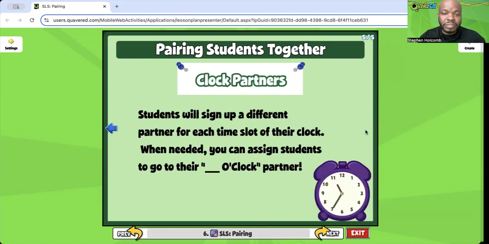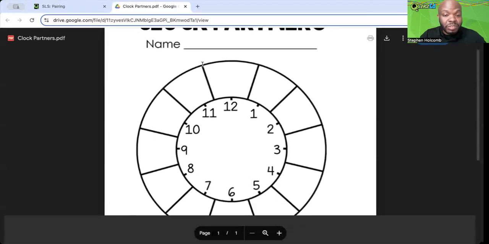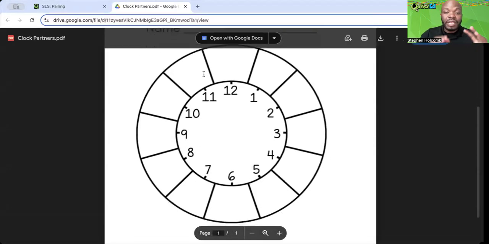And then lastly, for pairing students, we have clock partners, one of our favorites. So with clock partners, students are going to sign up for a different partner for each time slot of their clock. Again, a different partner for each time slot of their clock. So when needed, and whenever you're ready to assign students, you can tell them to go to their particular numbered o'clock partner. So for instance, go to your 11 o'clock partner, or go to your 6 o'clock partner, or your 3 o'clock partner. If your students have a worksheet similar to this, what they would do is simply sign up for a clock partner in each one of these time slots.